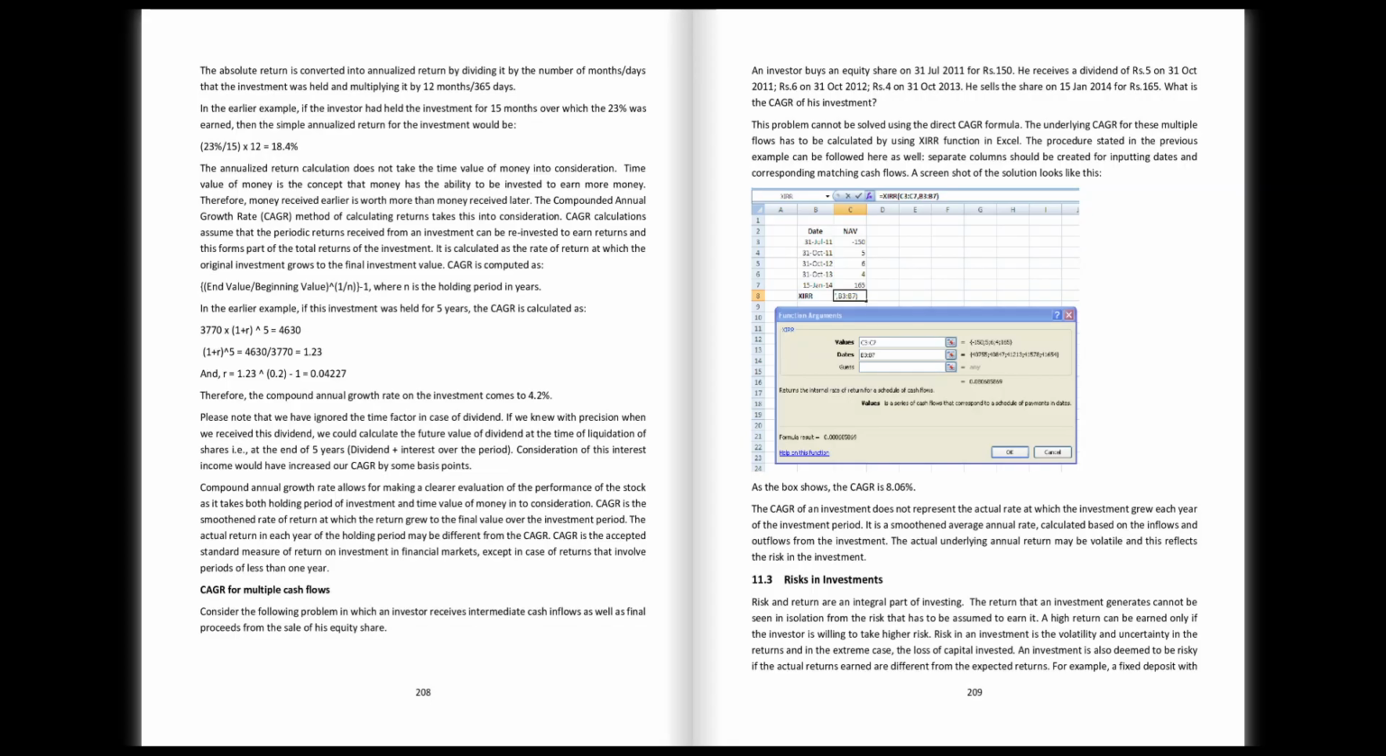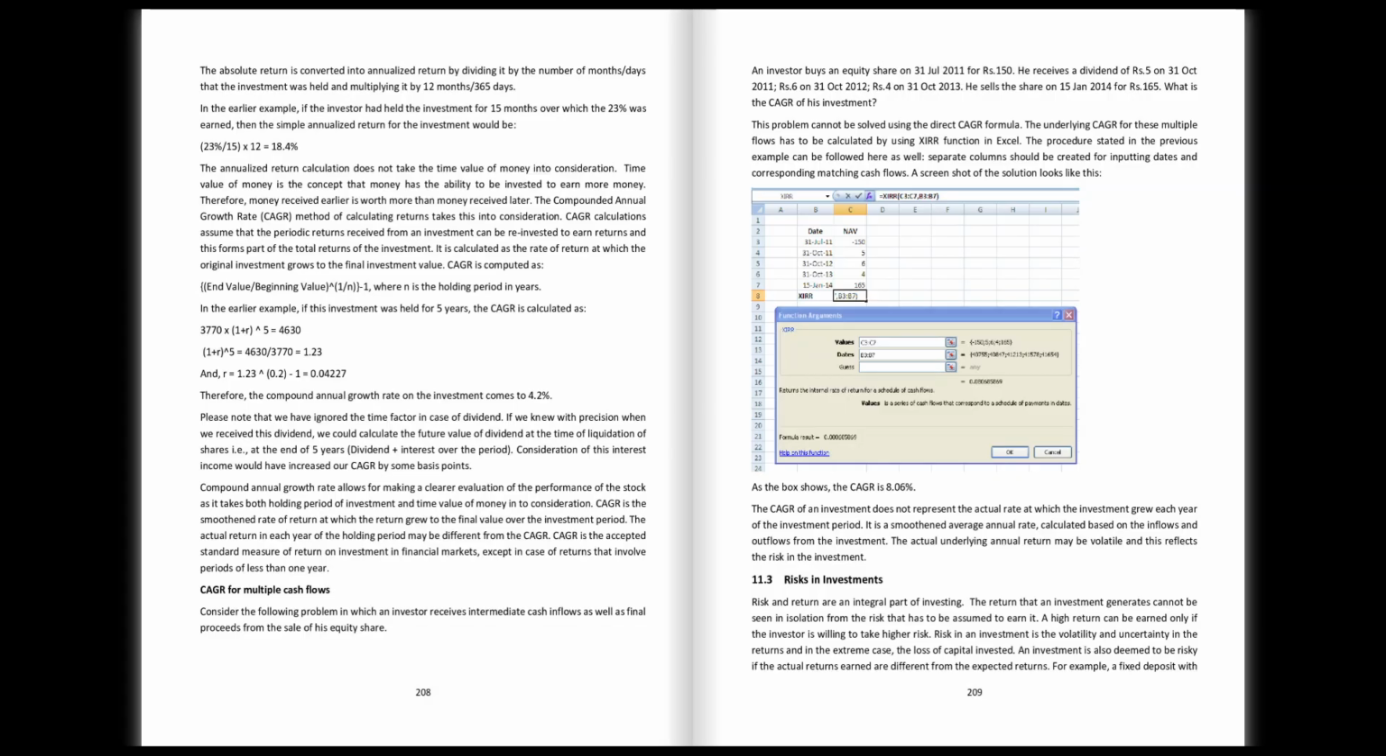In the earlier example, if this investment was held for 5 years, the CAGR is calculated as 3,770 multiplied by (1 plus r) to the power 5 is equal to 4,630. (1 plus r) to the power 5 is equal to 4,630 divided by 3,770, which is equal to 1.23. And r equals 1.23 to the power 0.2 minus 1, which is equal to 0.04227. Therefore, the compound annual growth rate on the investment comes to 4.2%.